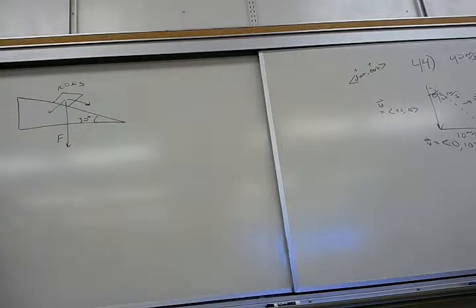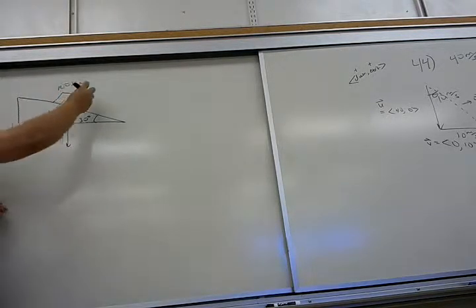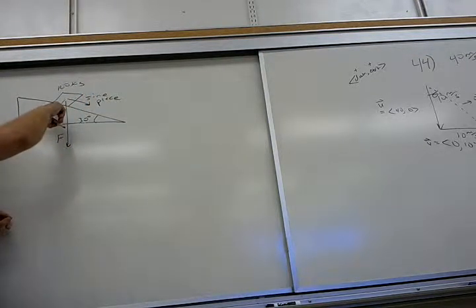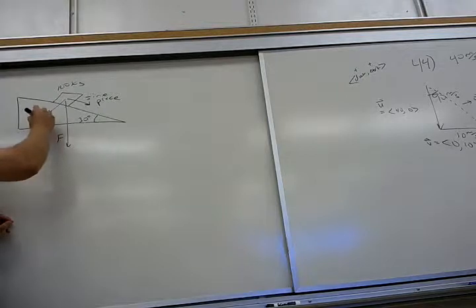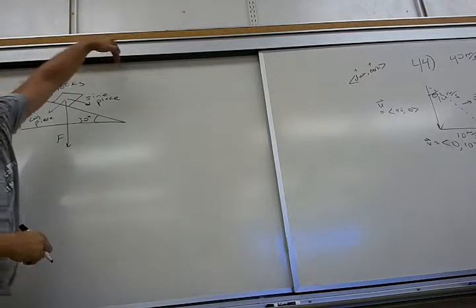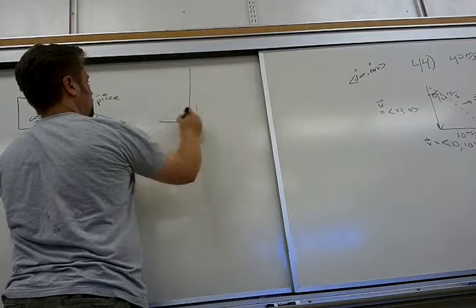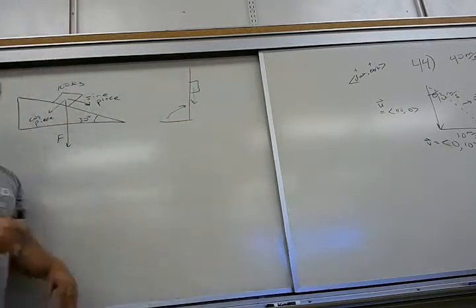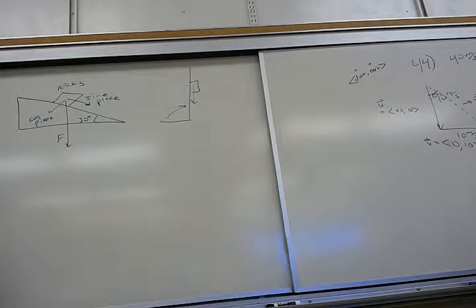Sine of 0 is 0, right? So this has got to be the sine piece. And this has got to be the cosine piece, because at 0, this is going to be maximal. If you take it to its other extreme, 90 degrees, then everything's down. There's nothing going into the wall then, right?